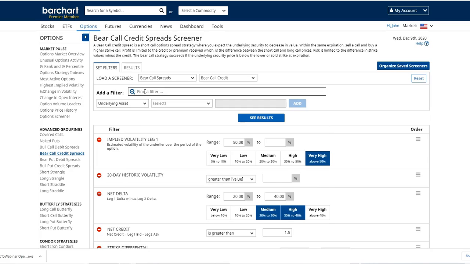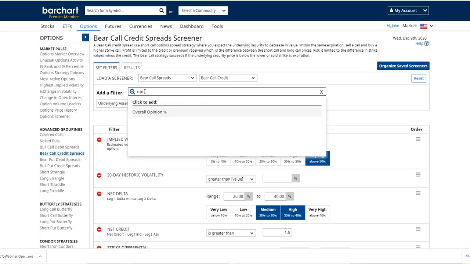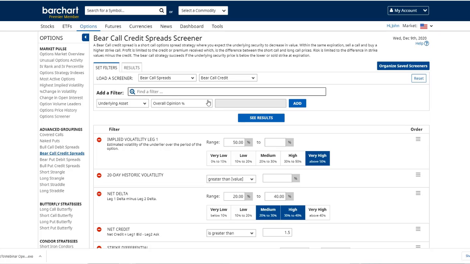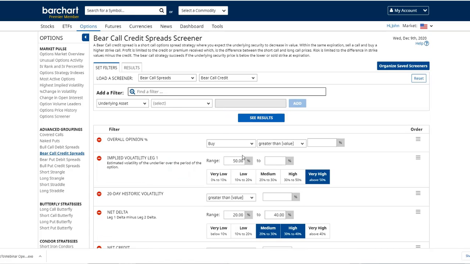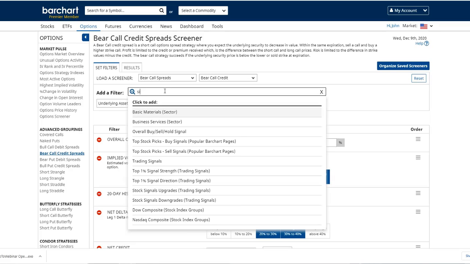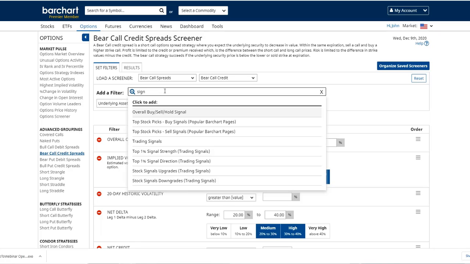Let's look for opinion. Someone was asking, can I look for, okay, so that's the overall opinion percent. Go ahead and click on that. And you'll notice right underneath it says underlying asset overall opinion. Right above there, there's the overall buy, sell, hold signal. John, hold on. Okay, let's search for signal. I apologize, I'm trying to anticipate where you're going. Yeah, the overall buy. There are a number of things here.